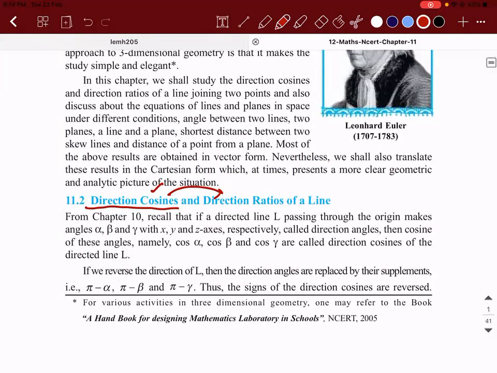Yes, yes, sir. Right. So that is what, as I told you, if you have a line L passing through the origin, the first point to be noted, and it is making angles alpha, beta, and gamma with the x, y, and z axis respectively, then these angles are called direction angles. Then the cosines of these angles, that is cos alpha, cos beta, cos gamma, are what are called the direction cosines of this particular directed line.